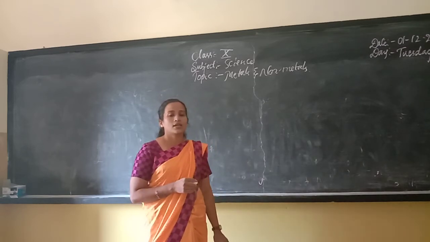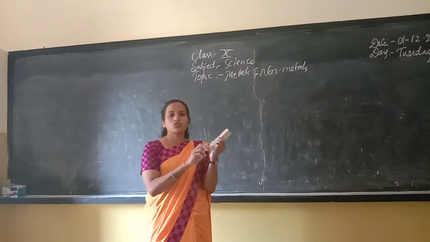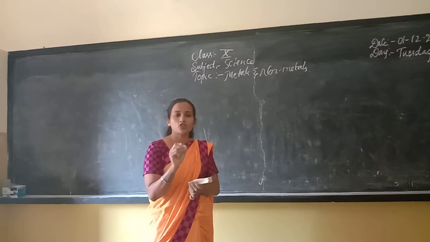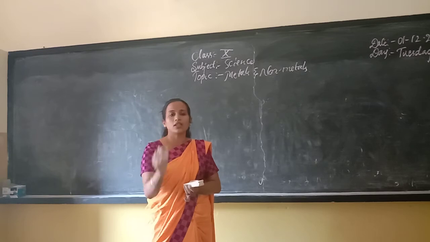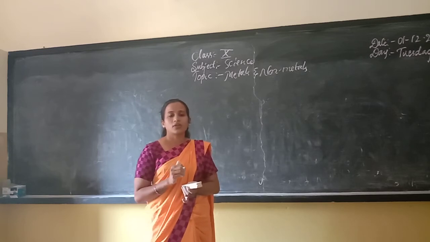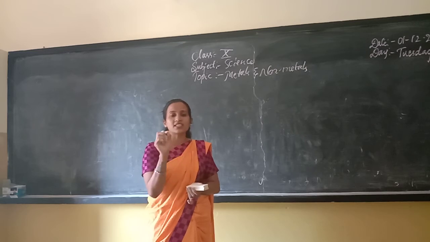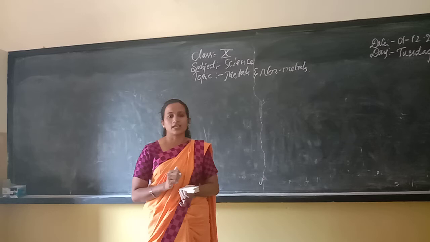Metals have 1, 2, 3 valence electrons. The electrons, 1, 2, 3 in number, in its valence shell or outermost shell, are all metals. The non-metals have 4, 5, 6, 7 valence electrons in their outermost shell. I hope you have understood.